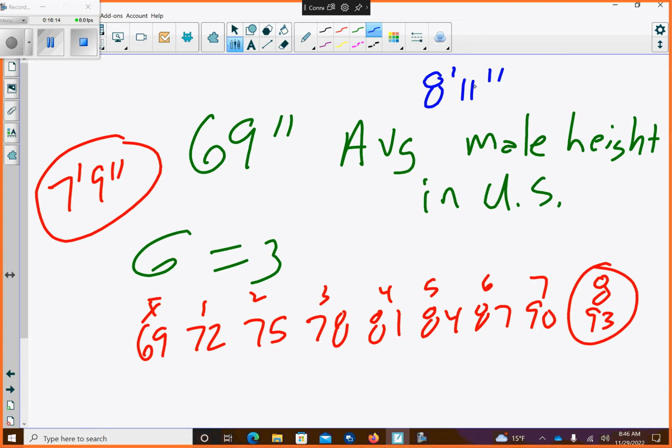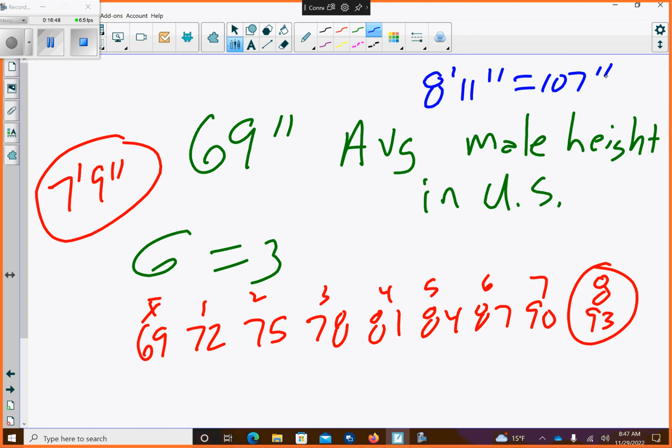So help me out. What is 8'11" as just inches? 272 cm. I don't want centimeters. What do you want? 8'11" just as inches. Who's going to do that? Just do 8 times 12 for me. What's 8 times 12? 96. 96 plus 11. So this is 107 inches tall.